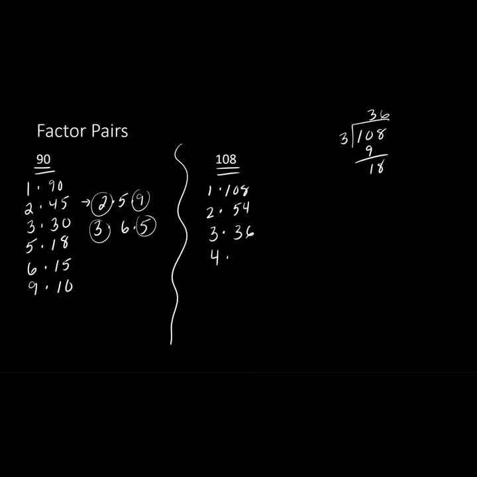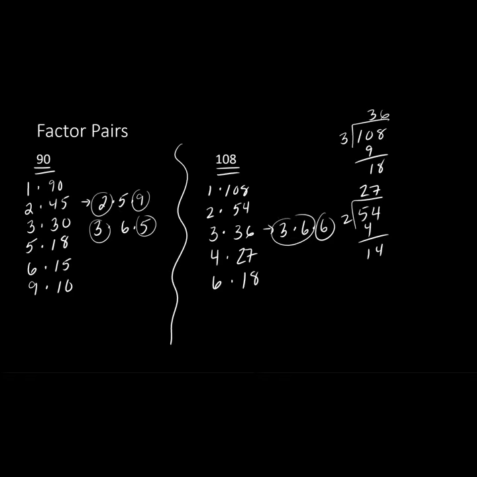4 I know is a factor. Now you might be able to divide 54 by 2 in your head. That would be reasonable, but if you can't, you can go ahead and do it off to the side. So 4 times 27. Don't have to check 5. 6 is a factor, and I can get around doing the division by factoring 36 into 6 times 6. Therefore, the other factor is 18.